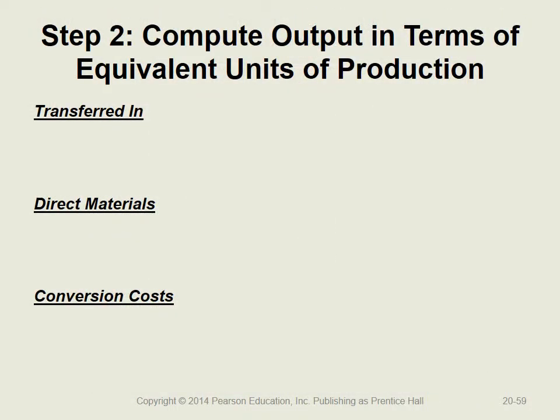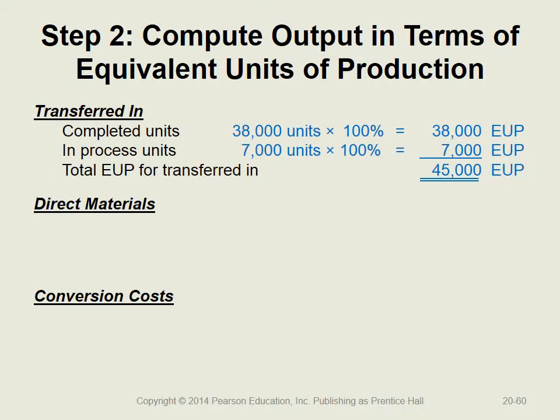Step 2 is to compute the output in terms of equivalent units of production. The cutting department adds direct materials at the end of the process, and conversion costs are incurred evenly throughout the process. Additionally, the units have costs that were transferred in with them that must be accounted for. Thus, we must compute equivalent units of production separately for transferred in, direct materials, and conversion costs. The cutting department receives units from the assembly department. These units are the transferred in units. The equivalent units of production for transferred in is always 100% because these units came in with costs assigned to them from the previous department. The costs assigned to them were calculated on the production cost report for the assembly department.